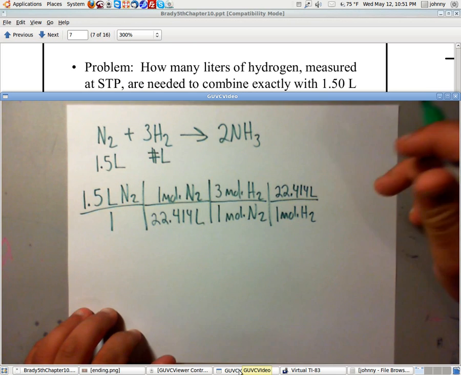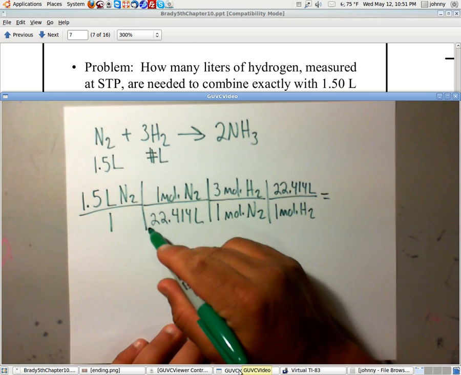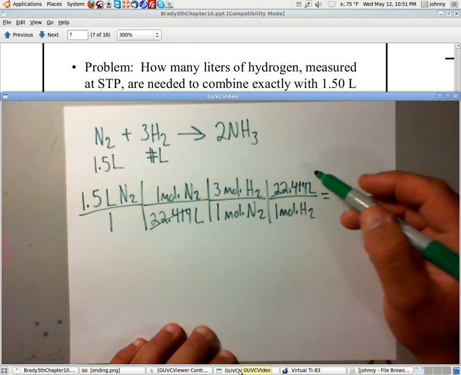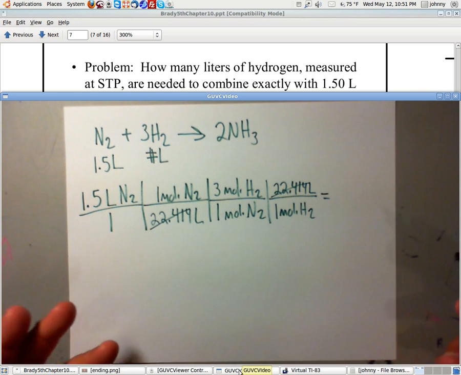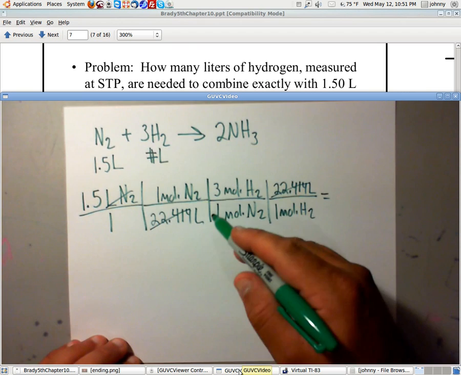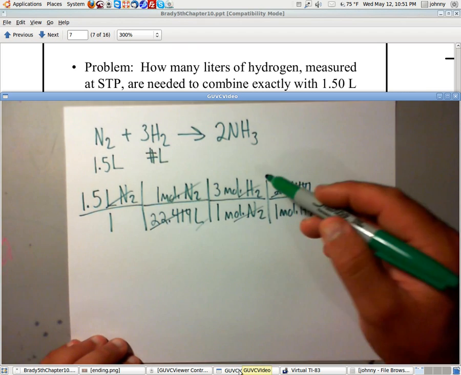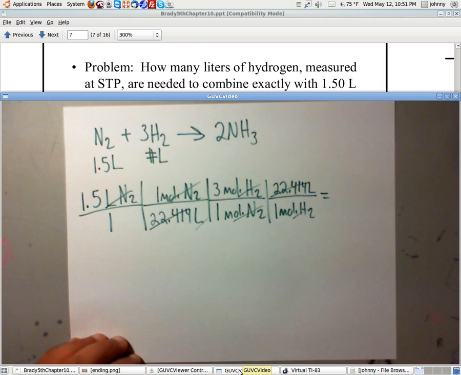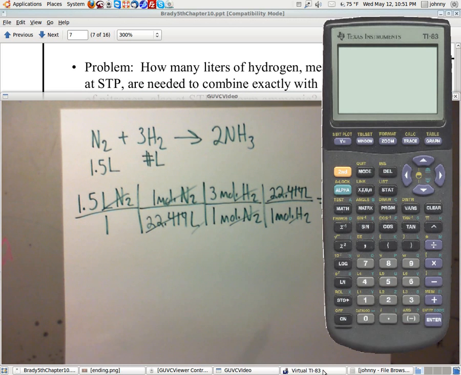22.414 liters. Now if you notice, the 22.414 would cancel out, and we're going to be left with almost really no units, because you have liters of N2 canceling with liters of N2, moles of N2 canceling with moles of N2, mole of H2 with mole of H2. And the only thing left is the liters. I'm going to show you an easier way to write this out, but for the time being, let's go ahead and work this out.